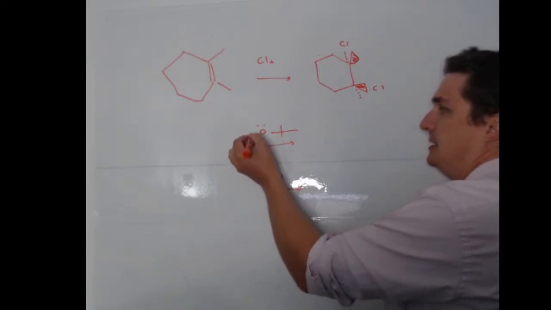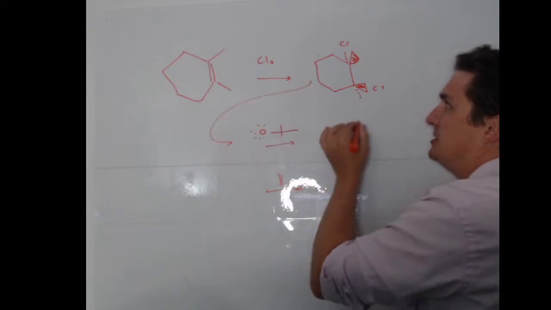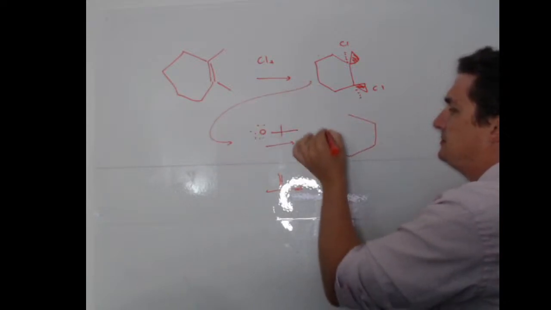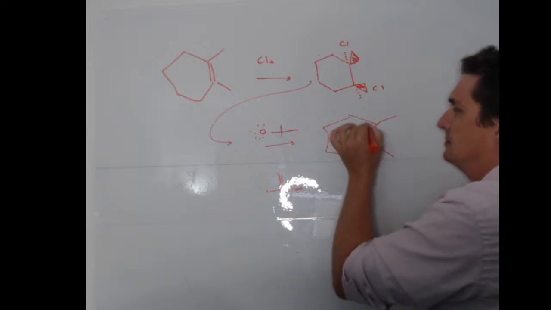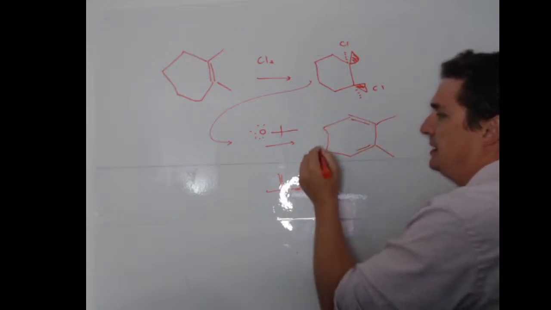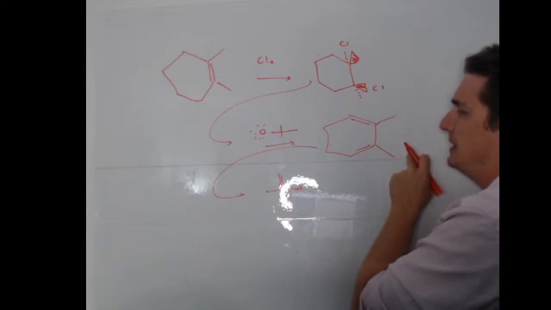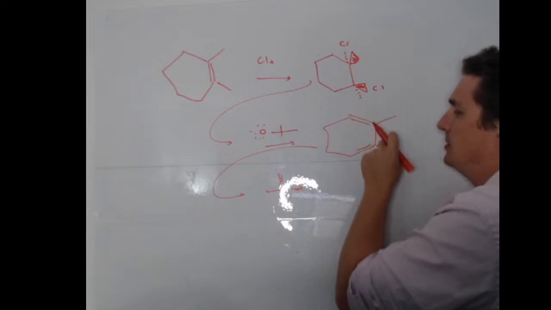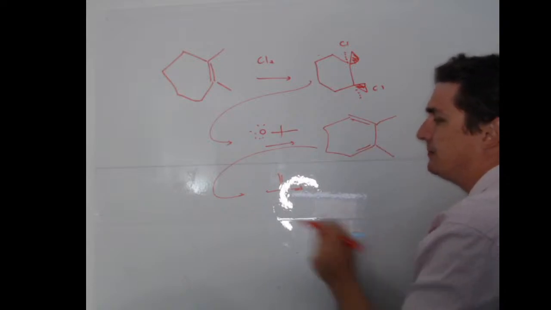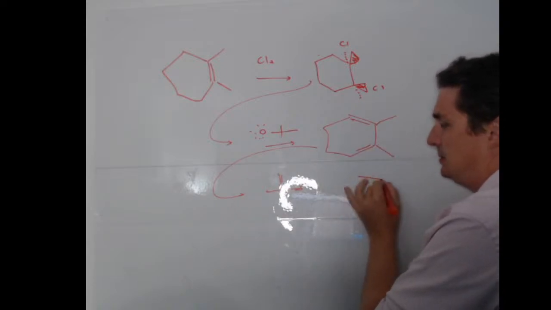Next step is you take it around, you do the elimination, and you'll end up with this complex here. And we'll draw it back so you'll end up with the 2,3-dimethyl-1,3-cyclohexadiene. This is where it gets a little bit more complicated.